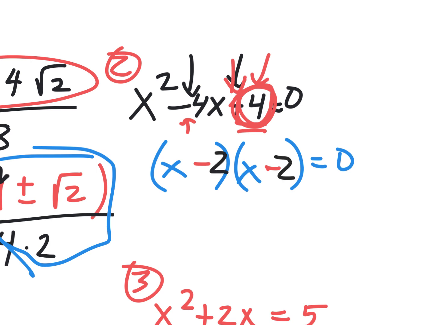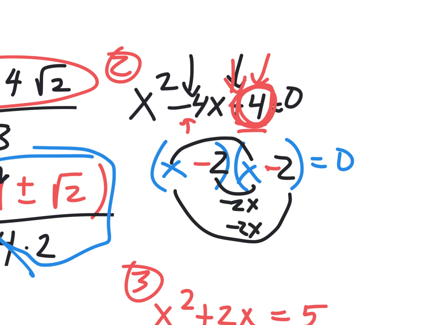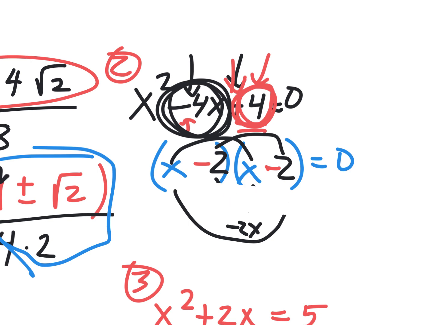There you go. Now, how do I know that's right? Because I can multiply it out quick. What's x times x? X squared. What's the outside and the inside? Negative 2x and another negative 2x. And that makes a total of negative 4x. Look at that. And then the lasts make positive 4. So it worked. So there's my factoring, but that's actually not the final answer.